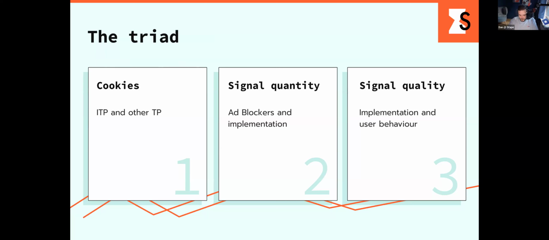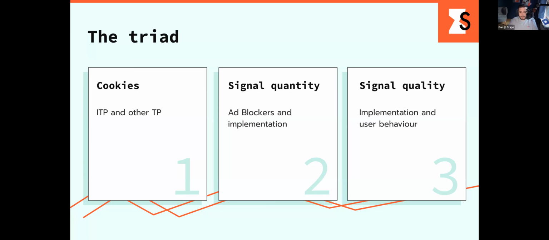So you have cookies, which are limited by ITP, and I said "other TP" because in other browsers from Safari, it's not exactly Intelligent Tracking Prevention. They have other names. The idea is your cookie lifetimes are limited, which obviously affects your attribution because by the time your customer converts, be it a purchase or a lead submission, whatever, they might not have the cookie that would stitch them to any advertising campaign anymore.